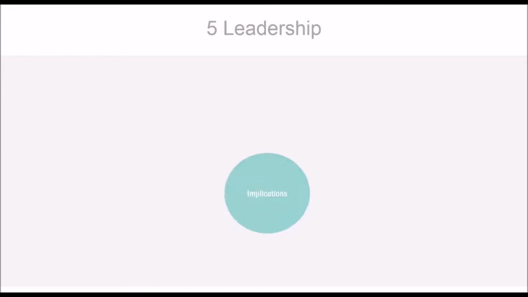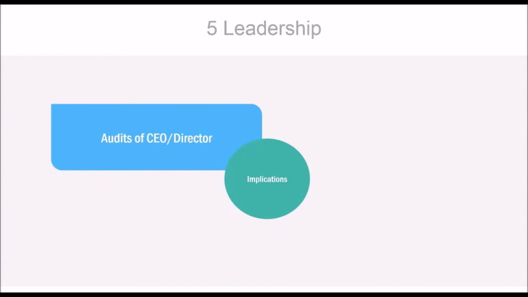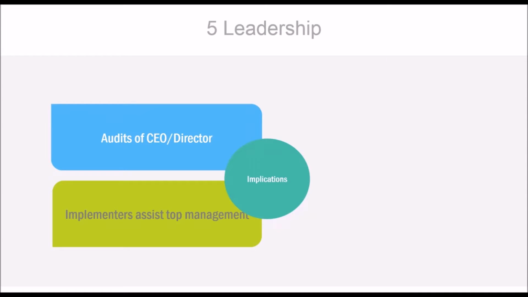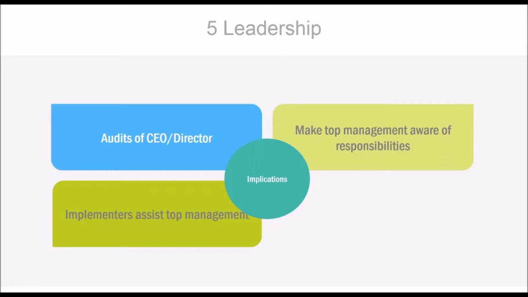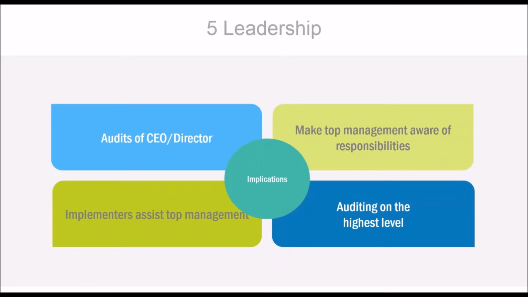So what are the implications of this switch? Well, for starters, the audit programme will include audits of the CEO or the director. For the implementers, it means that they will need to assist top management in providing objective evidence of conformity and creating or updating communication channels and methods in order to allow top management to carry out their new requirements. The quality or environmental manager will need to make top management aware of their responsibilities. There are requirements they can no longer delegate. Finally, auditors will have to audit someone on the highest level in their organisation.